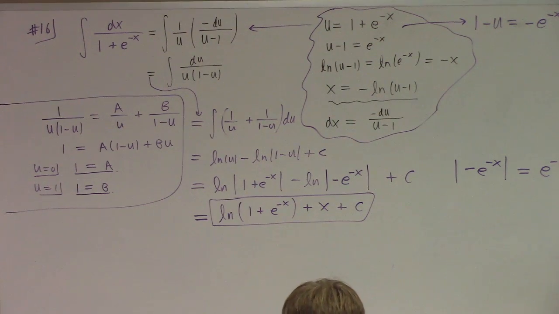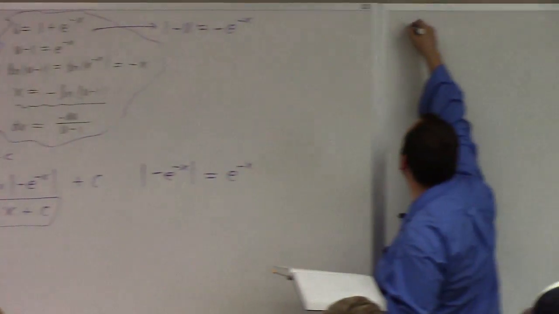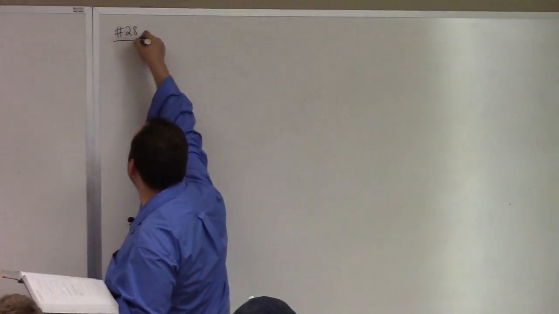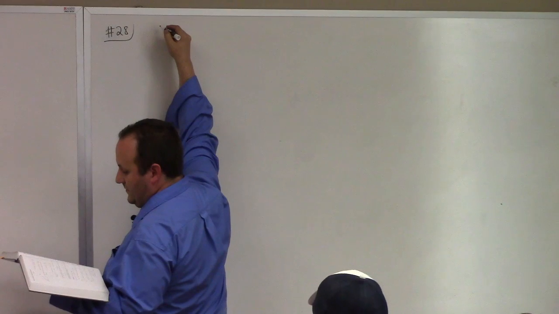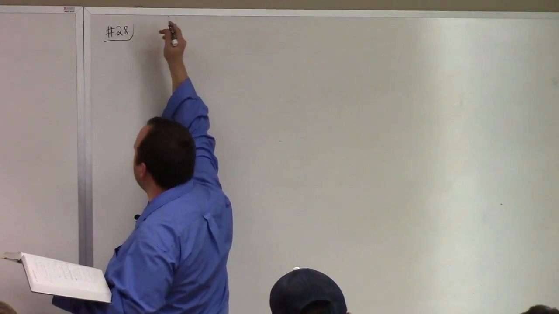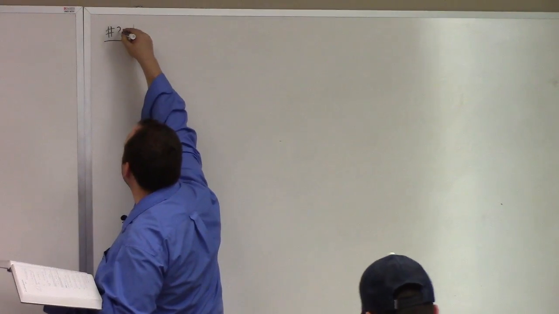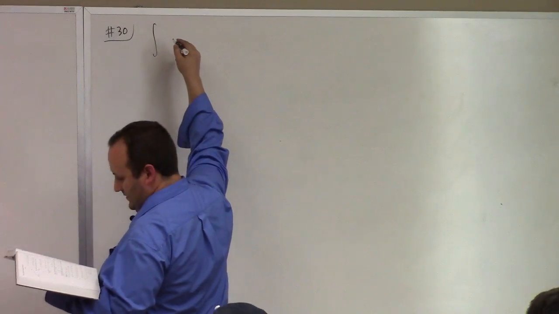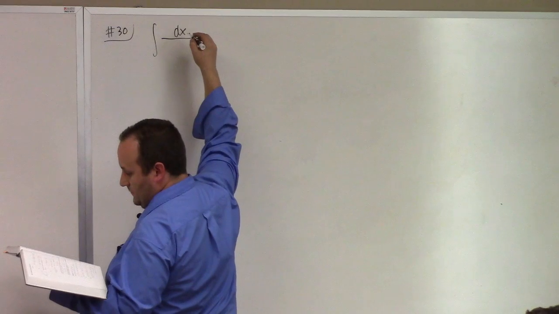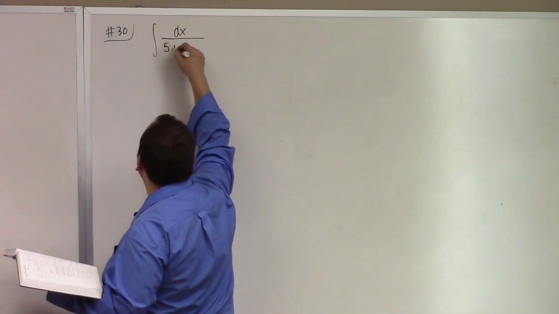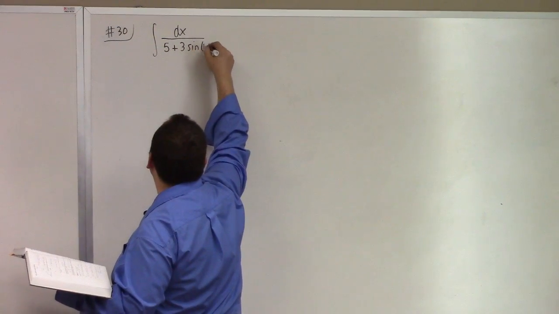Let's see here. Let's look at number 28. Here we're faced with, well, that's still not quite what, oh no, number 30. Number 30 looks pretty awful. Let's do this one. Integral of dx over 5 plus 3 sine x.